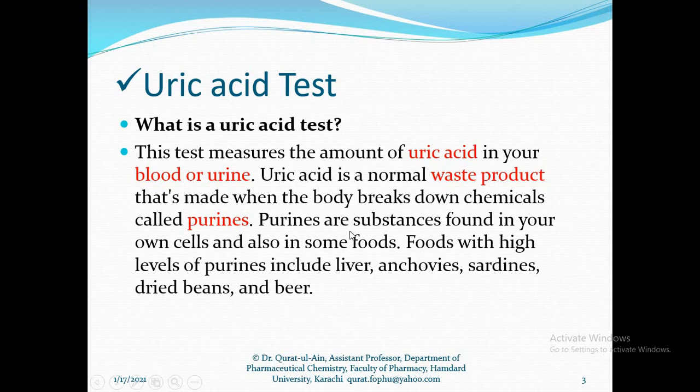And what is uric acid? Uric acid is a normal by-product that is made by our body when our body breaks down purine. And what is purine? Purine is a DNA nucleotide. We have already studied DNA metabolism, protein metabolism, and carbohydrate metabolism. Purine is one of the bases of the DNA nucleotide.